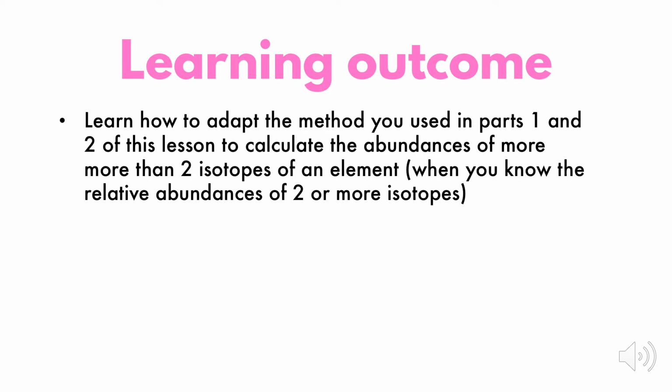We'll be using the same rule that the total abundance is 1, and we'll be using the same equation: the relative atomic mass is equal to the sum of the mass times the abundance. To see how this is different but also kind of the same, let's get straight in with an example.